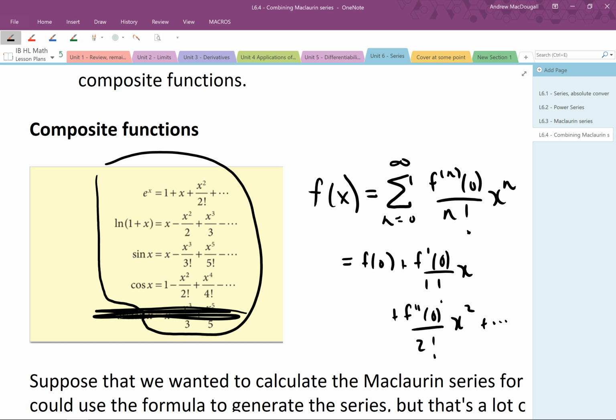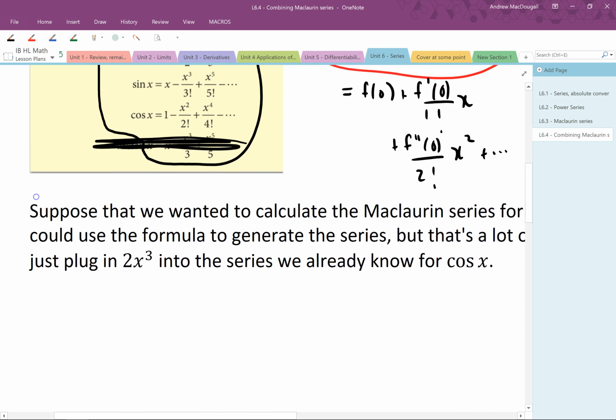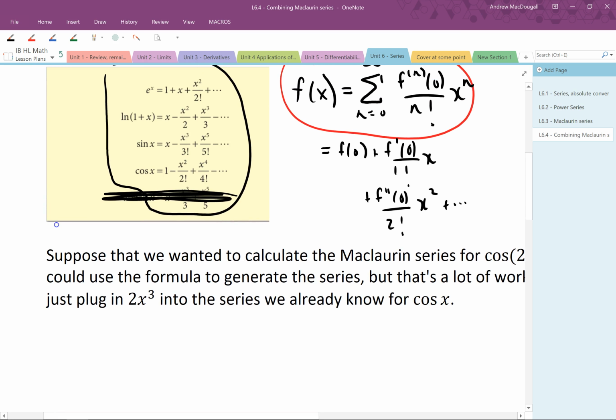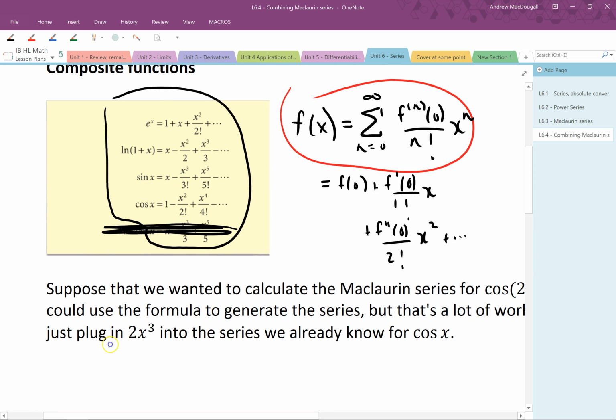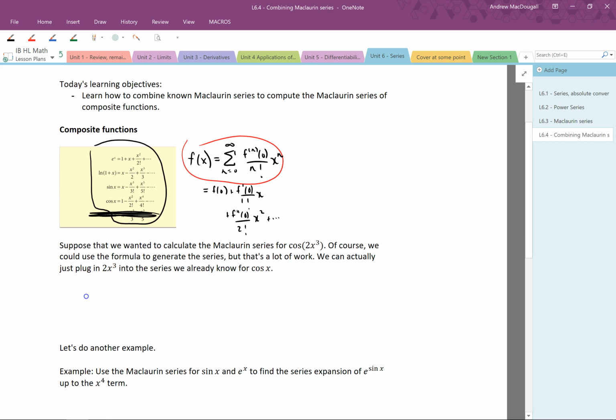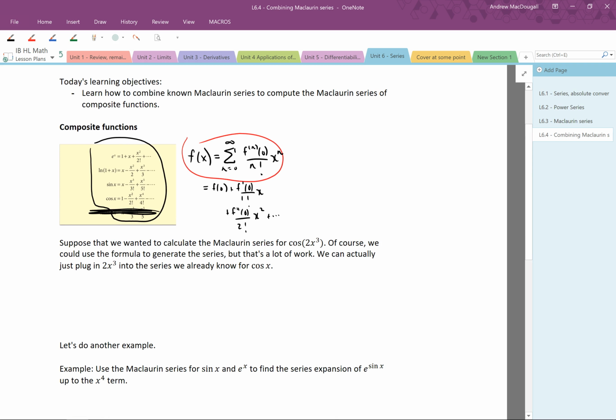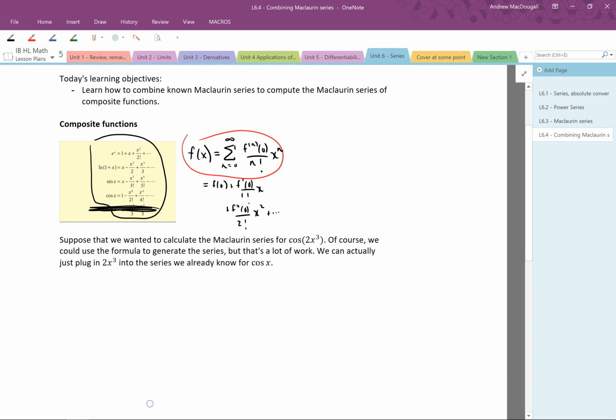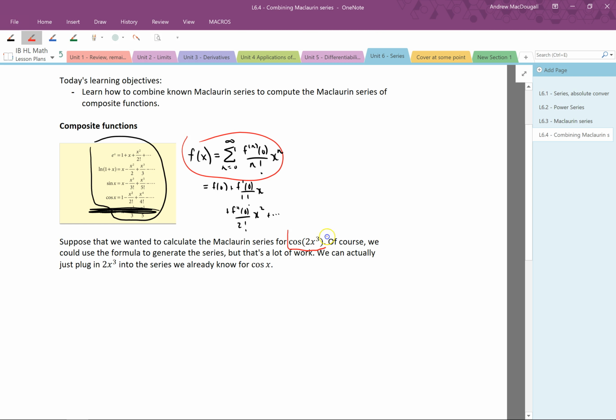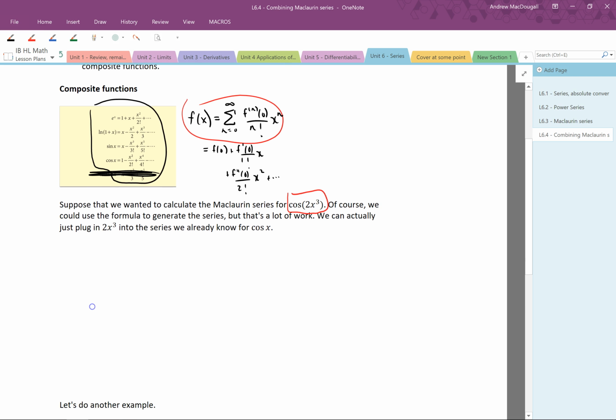But what if we wanted to take the Maclaurin series of another function? Well, of course, you can always do that, because you can just use the formula. That will always work, as long as the function is differentiable. But there are some shortcuts. We don't have to use the long way and do the formula every time. So let's do one example. For instance, what if we wanted to calculate the Maclaurin series for the cosine of 2x cubed?